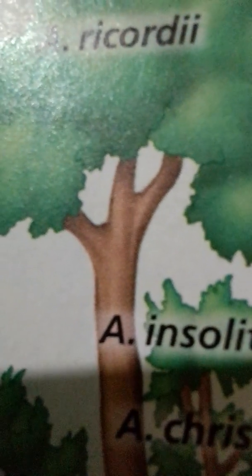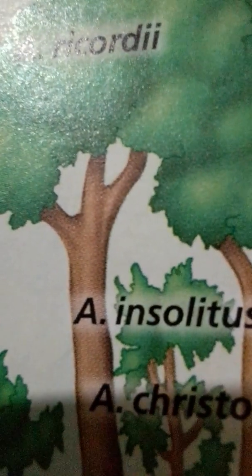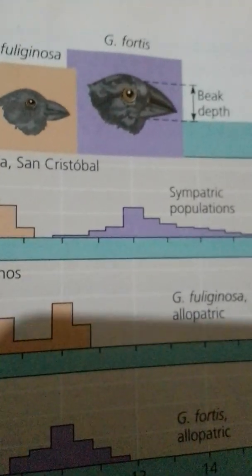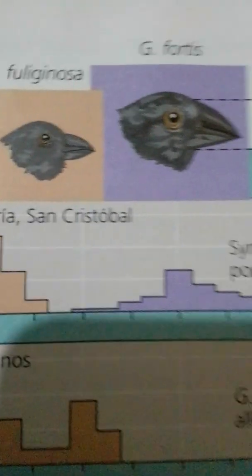An example of character displacement is the variation in beak size between different populations of the Galapagos finches, Geospiza fuliginosa and Geospiza fortis. Notice the two kinds of beaks.